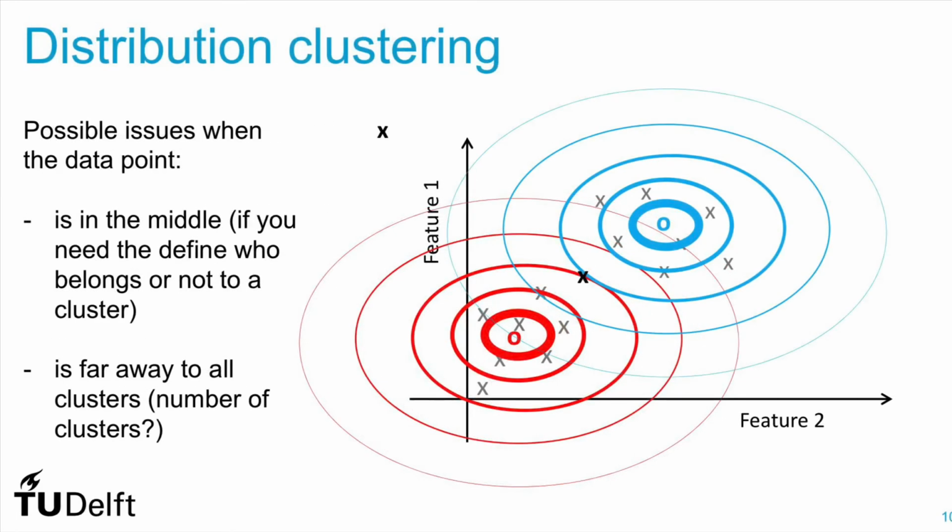Possible issues that you might have to deal with when selecting this type of clustering method: if you have points that are in between 2 clusters, then you will need to define whether or not you need to know if a point really belongs to one cluster or the other. Also outliers, so points that are far away from clusters, won't belong to any cluster with a high probability. So you might wonder if it's just an outlier to take out, or if maybe the number of clusters should be increased.